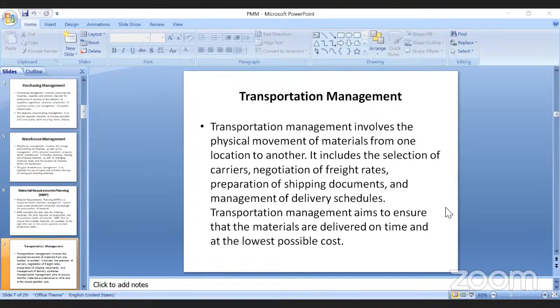Transportation management involves the movement of materials, movement of goods, movement of products from one location to another. When you have to transport the raw materials, you have to concentrate on how the cost will be minimized. Yes or no? Yes, sir. And also you have to concentrate on how the raw materials will be delivered at the right time.